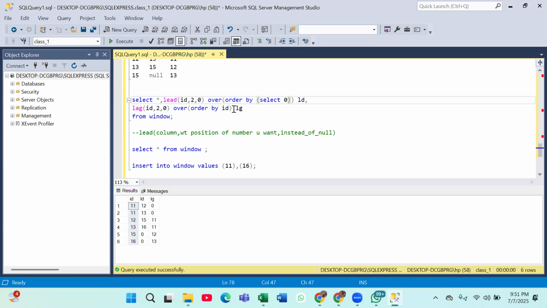Select 0 means you're not going to select any column. Okay? And accordingly, this is not going to change your position of columns. Here you can see that 11 and 16 are at the bottom. And you are getting lead and lag accordingly only.